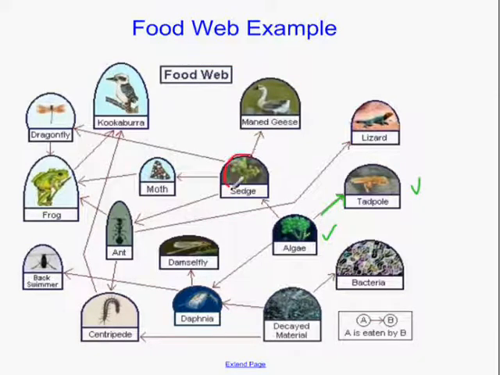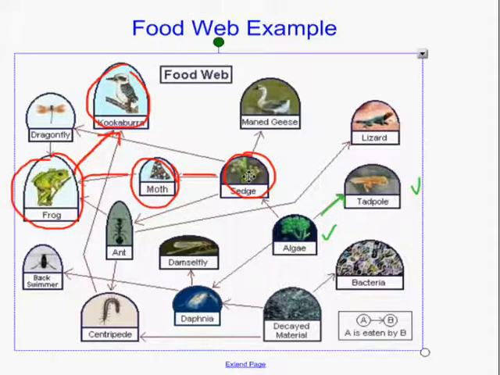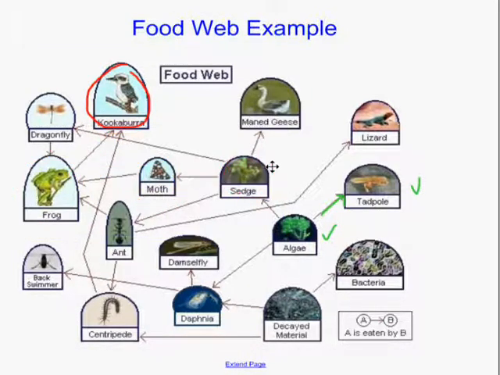Why don't we start with the sedge? So that's an autotroph or producer. It gets consumed by the moth. That's a primary consumer. So let's follow that. Then that guy gets consumed by the frog, a secondary consumer. And the frog gets eaten by the kookaburra bird, who's a tertiary consumer. So that would be one chain within this whole web, right? Okay.